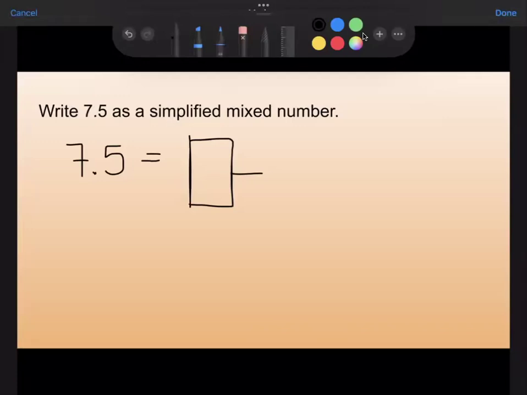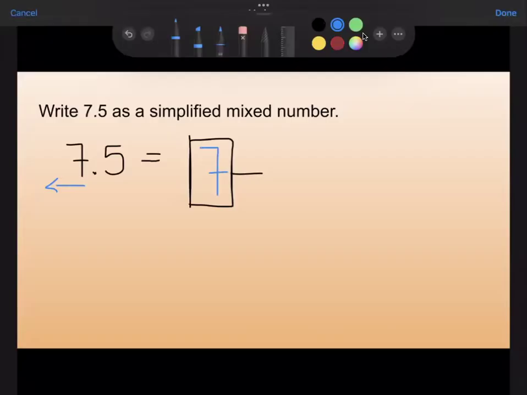So to convert it from a decimal to a mixed number, first we need to look and see what is on the left side of the decimal. Because whatever is on the left side of the decimal is what is going to be your whole number for your mixed number. In this case, that would be 7. So I'm going to go ahead and put the 7 over here as the whole number from our mixed number.